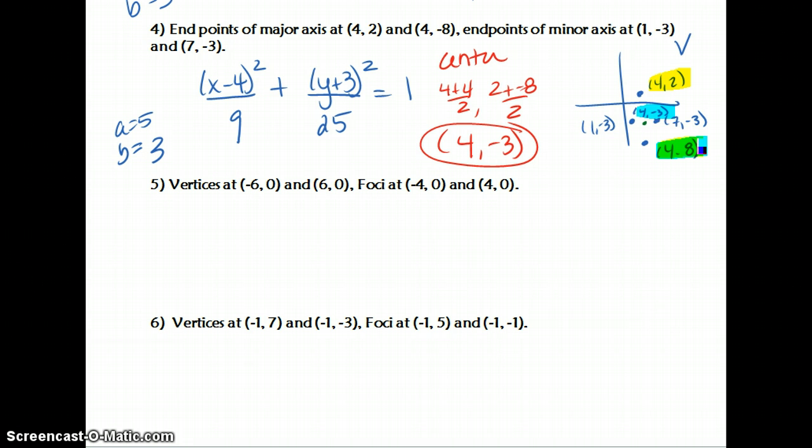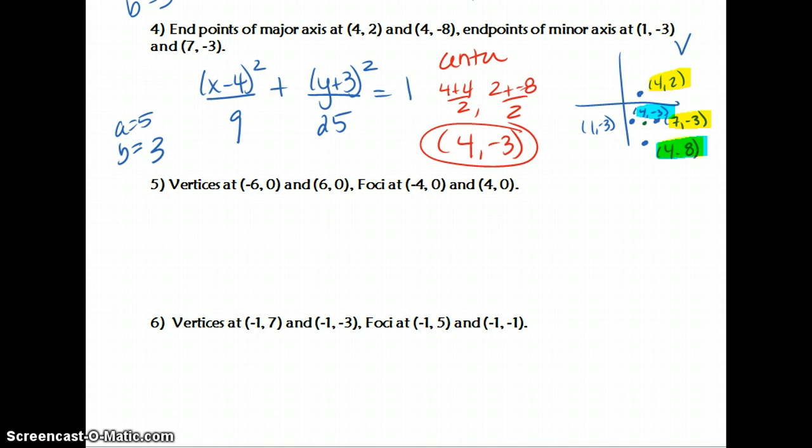5 squared is 25. Then the distance from the center to the co-vertex, which is on the minor axis, went from 4, -3 to 7, -3. So b had a distance of 3. 4 to 7 is 3. So 3 squared is 9.